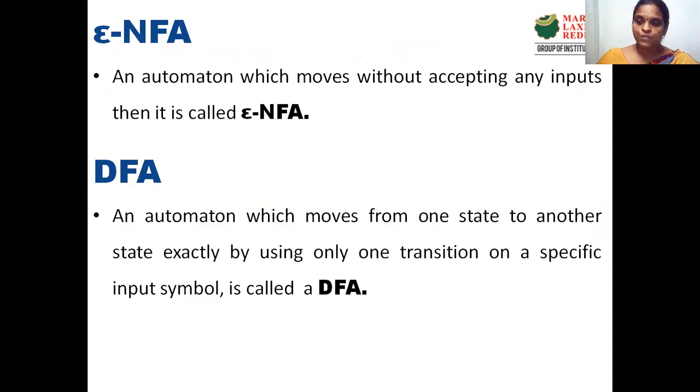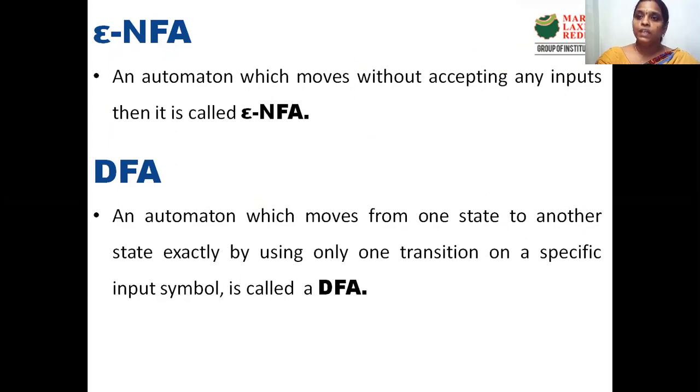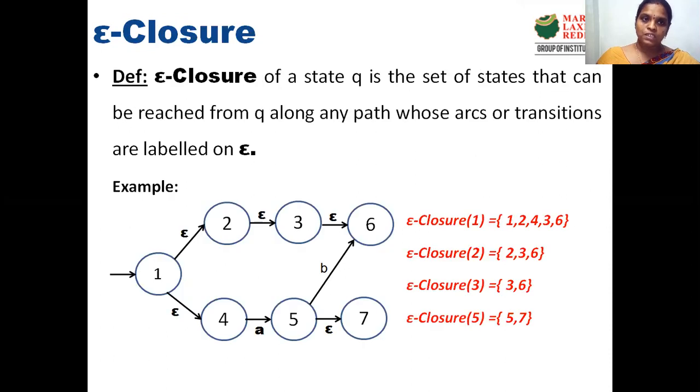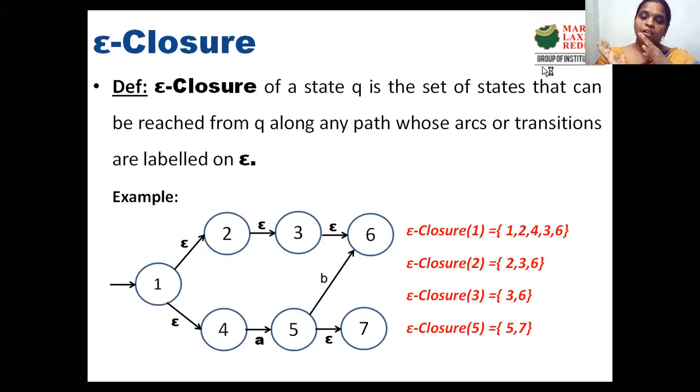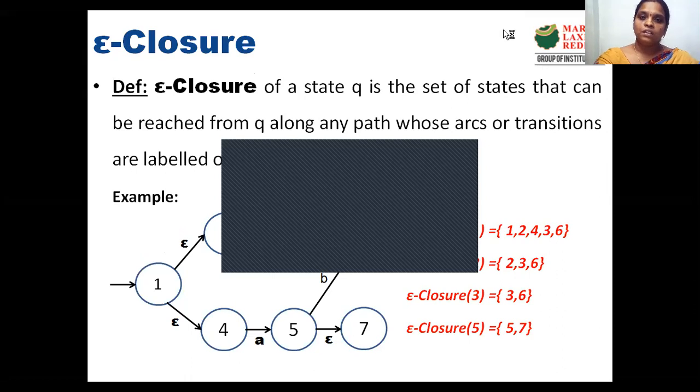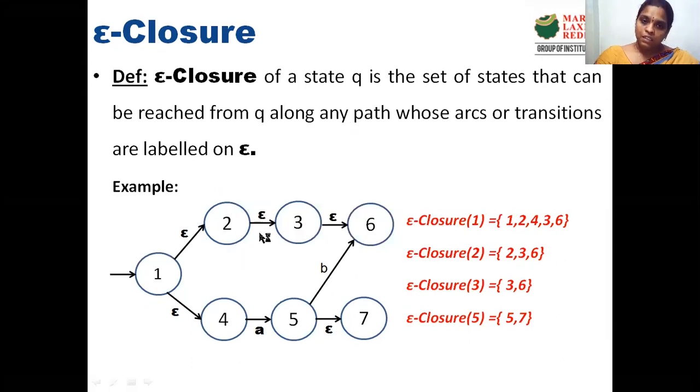Coming to epsilon NFA, as we already discussed, it is the automata which moves from one state to another state upon accepting epsilons, that is, on a null move, whereas a DFA does not accept any null moves. When a DFA has to transit from one state to another state, it has to move upon a specific input symbol, and the path mentioned in the DFA is said to be deterministic. Coming to the conversion of epsilon NFA into DFA, here it involves epsilon closure.